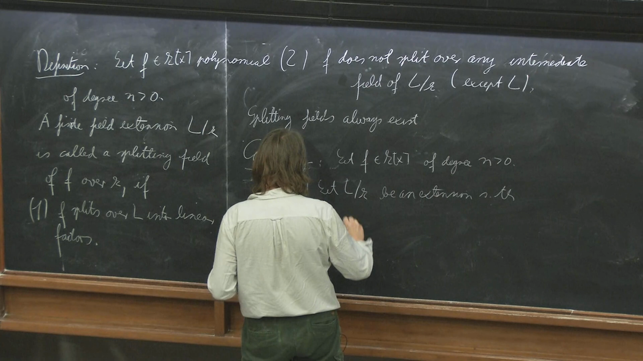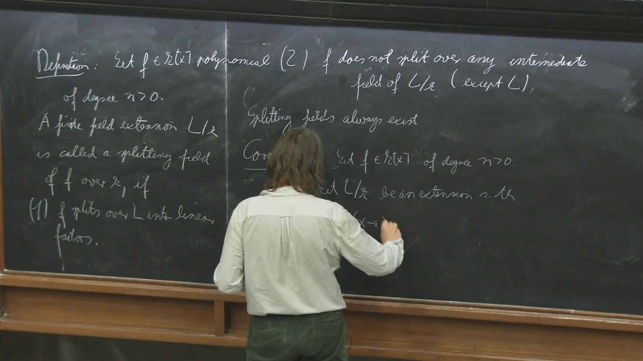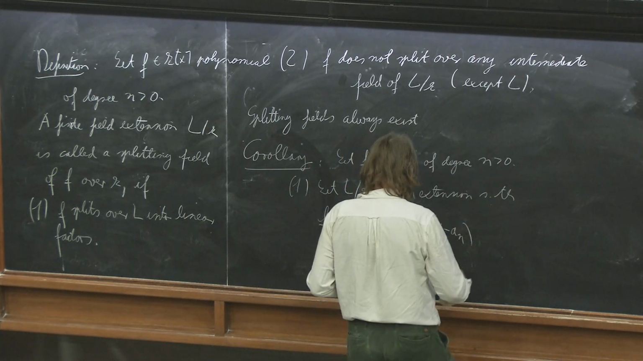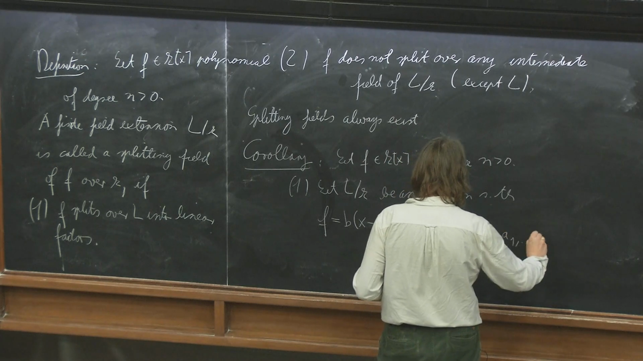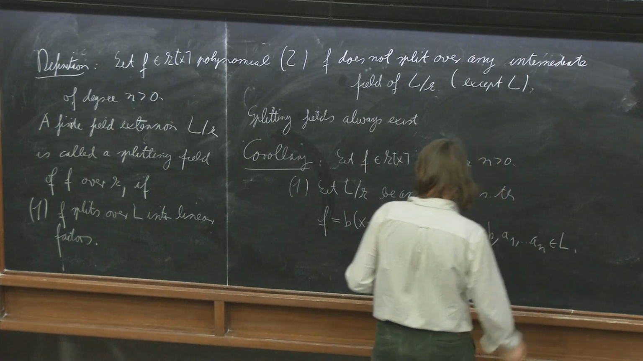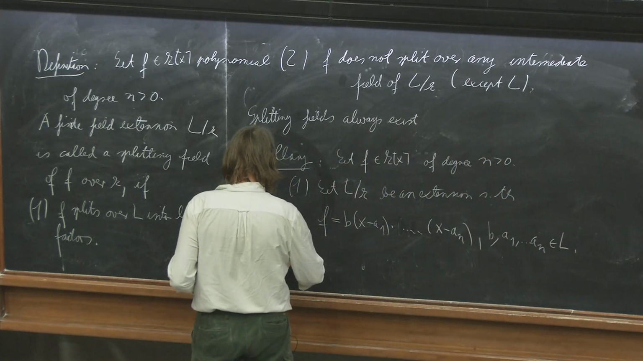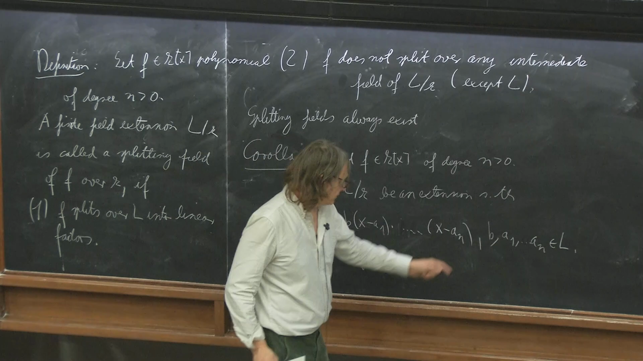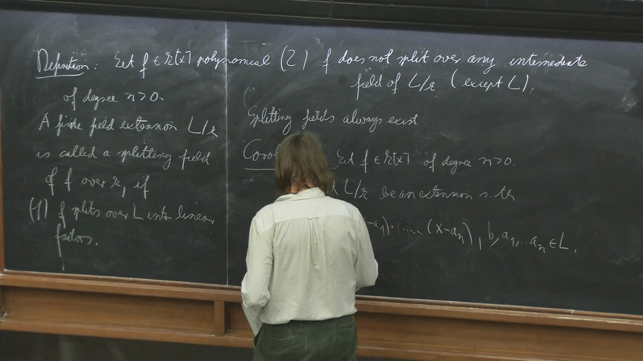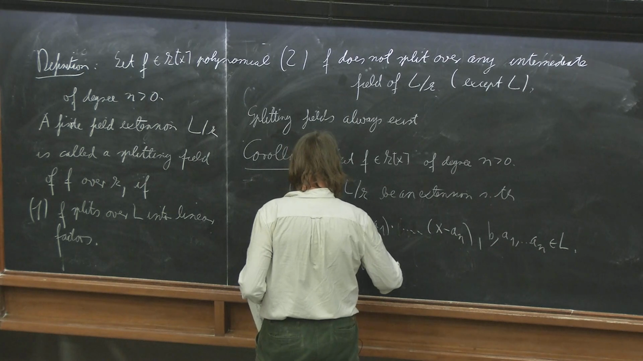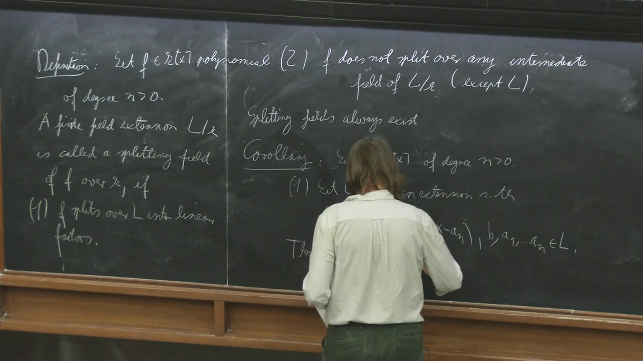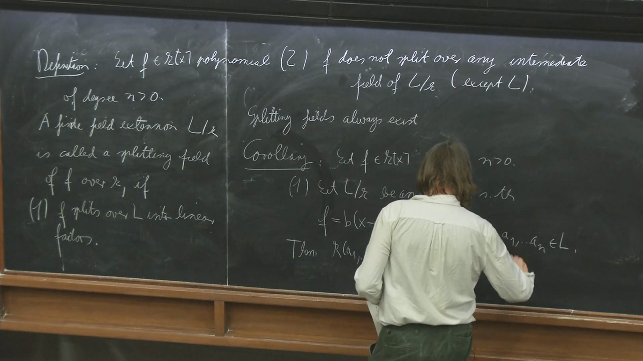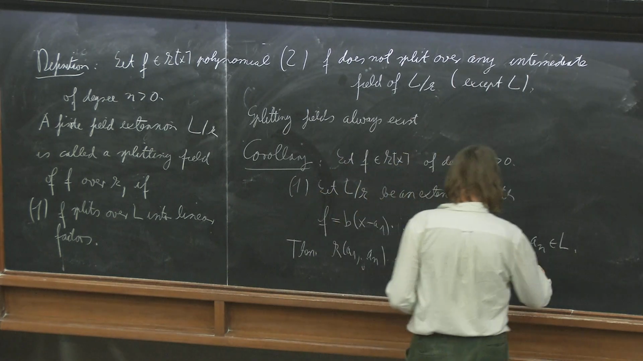such that f can be written as b times (x minus a1) times and so on times (x minus an), with b in K and a1, ..., an in L. Then I can obtain the splitting field of f by just adjoining a1 to an to K.